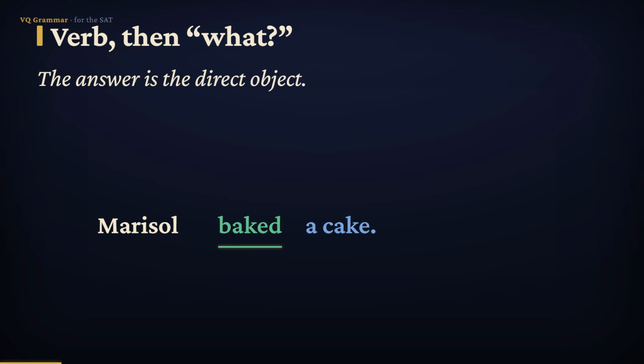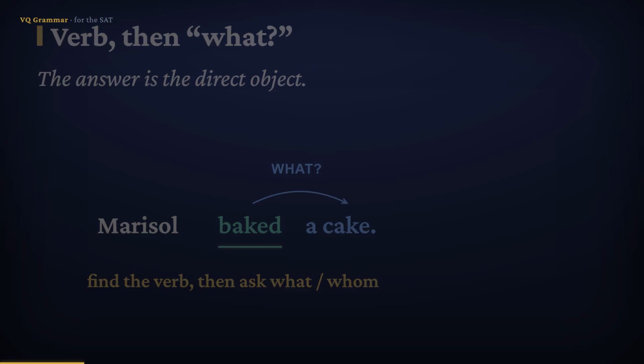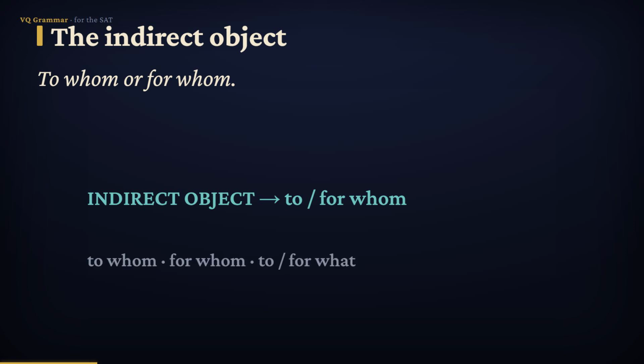Marisol baked a cake. Baked what? A cake. So cake is the direct object. It received the baking. To find a direct object, find the action verb, then ask what or whom. Now meet its partner, the indirect object. An indirect object tells to whom, to what, or for what the action is done.